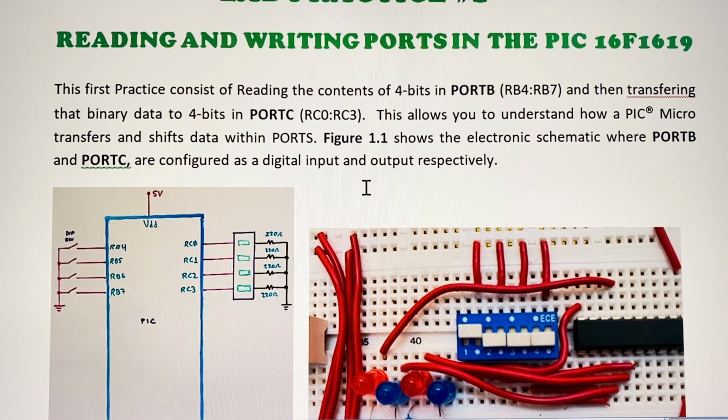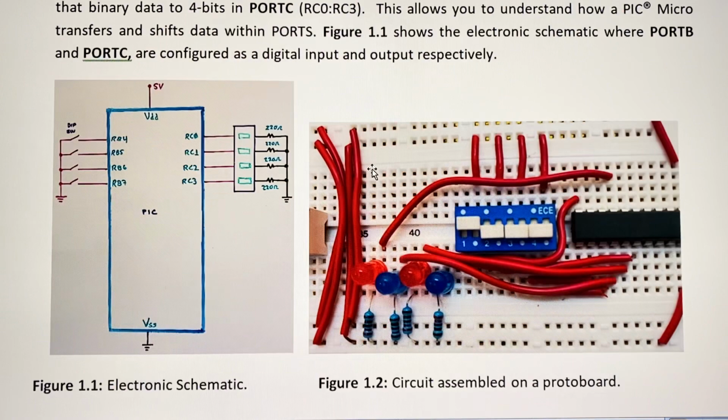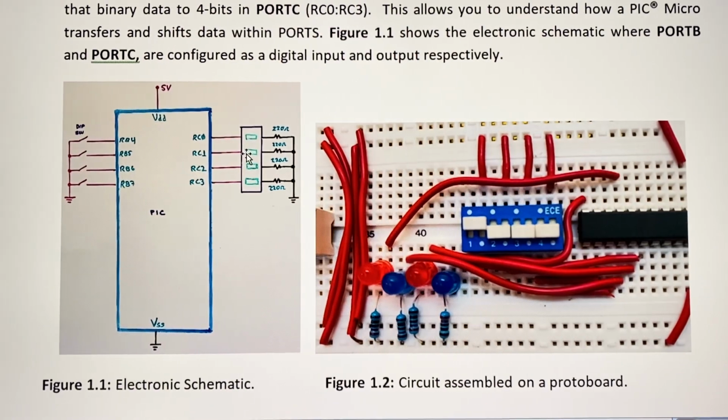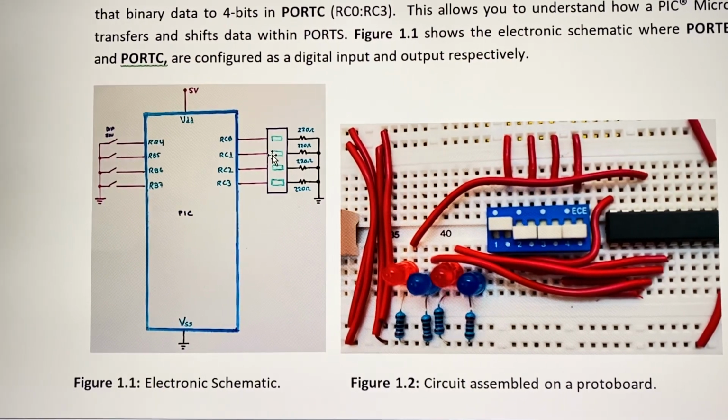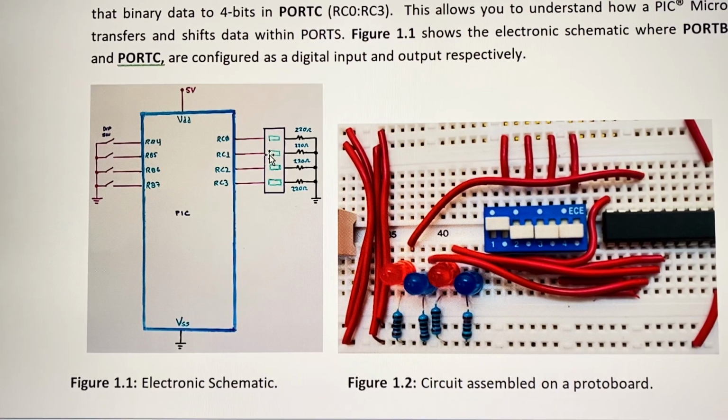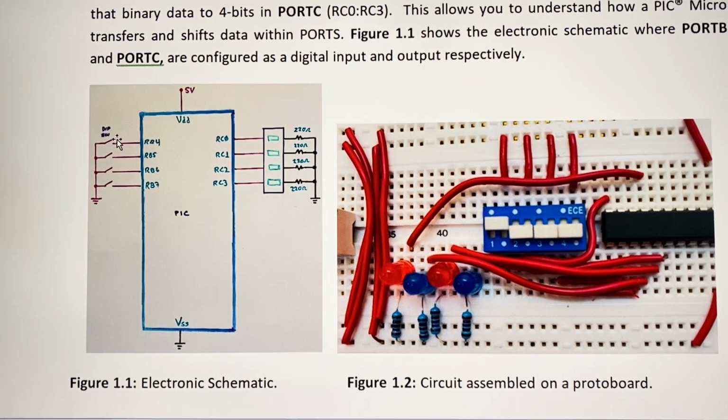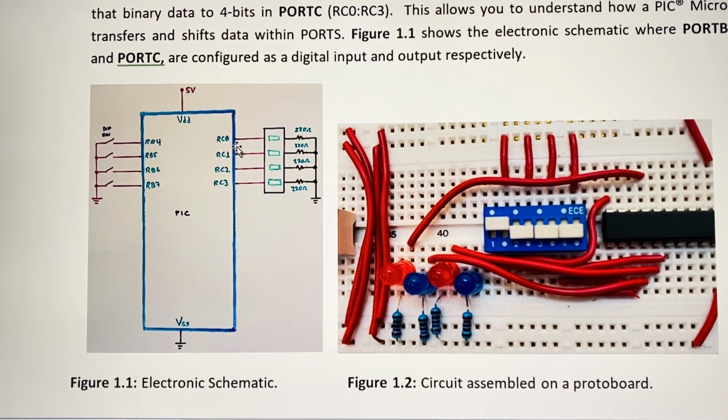And notice that in this graph, we can see that we will use port C, and port B will be the input port with 4 switches, as you can see here on the left side, and port C is where we will be transferring this data. This nibble, or the same 4 bits, will be transferred here.